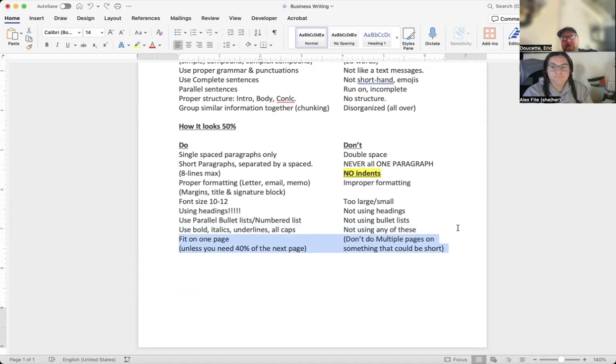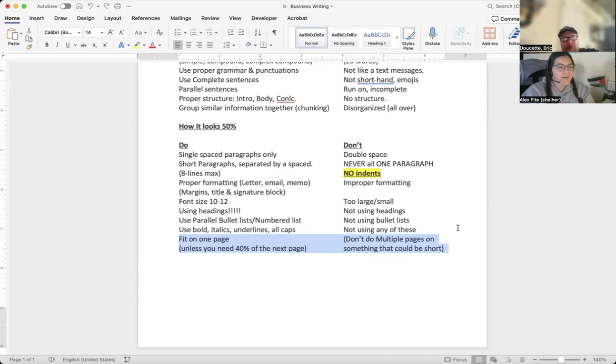But what you don't want is the whole thing, and then you have one sentence on the next page. That's just a waste, especially on memos, because memos oftentimes are put on bulletin boards around the company. And you don't want a 3-page memo if you can help it. Make it 1 page, so that way everybody sees it and it's not ignored. If it's 3 pages, they probably won't read it.